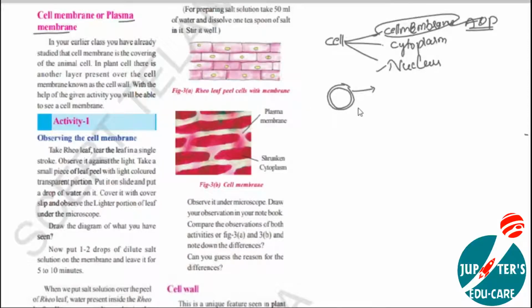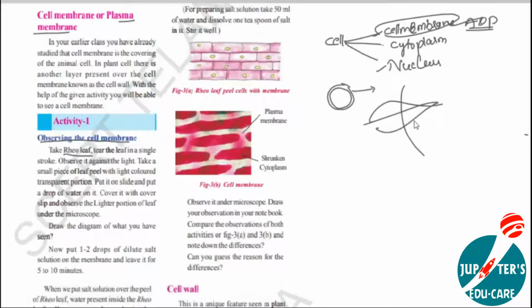So let us see whether the cell membrane is present in every cell or not. Observing the cell membrane: to observe it under the microscope, we require some materials. Let us see this Rheo leaf. We have to take some portion of this leaf.